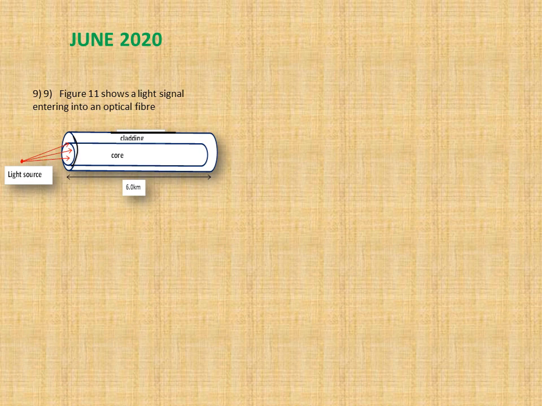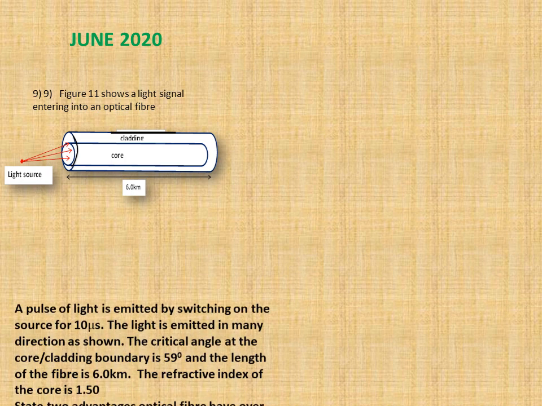We will go straight into the subject matter, and we have this Figure 11. We are respecting the question number on the paper so that if you have the paper, you can easily see that we're dealing with question number 9. Figure 11 shows a light signal entering into an optical fiber.